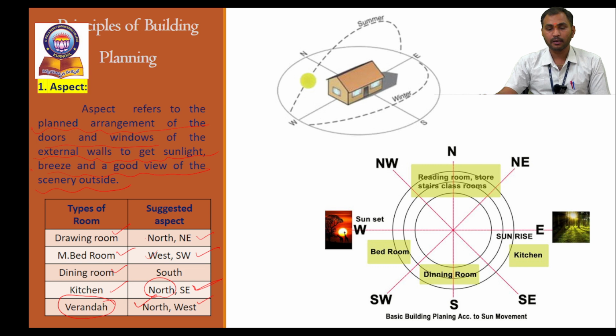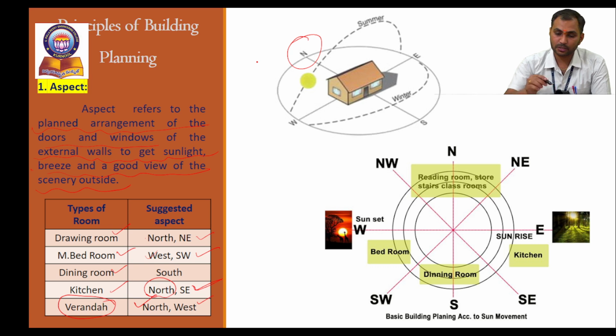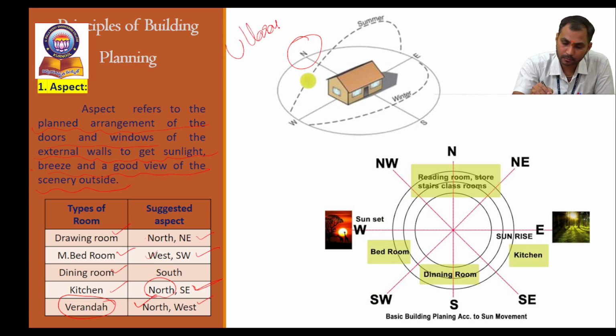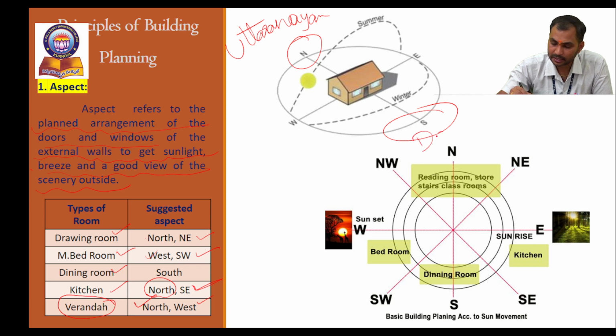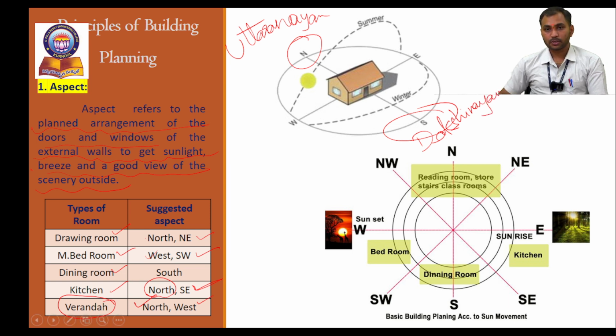of our building planning, it does not depend only on Vastu Shastra, but also on the movement of the sun. Every six months the sun has two types of movements. One is Dakshinayanam, the second one is Uttarayanam. Uttarayanam means the north direction. Next, the south direction is Dakshinayanam. So it depends on this.